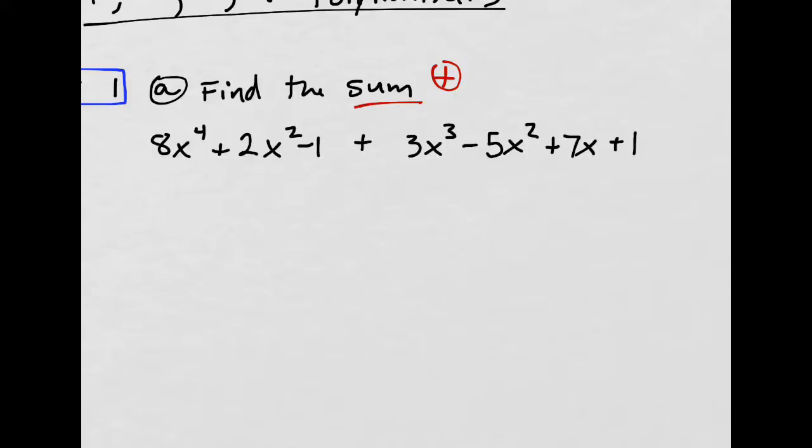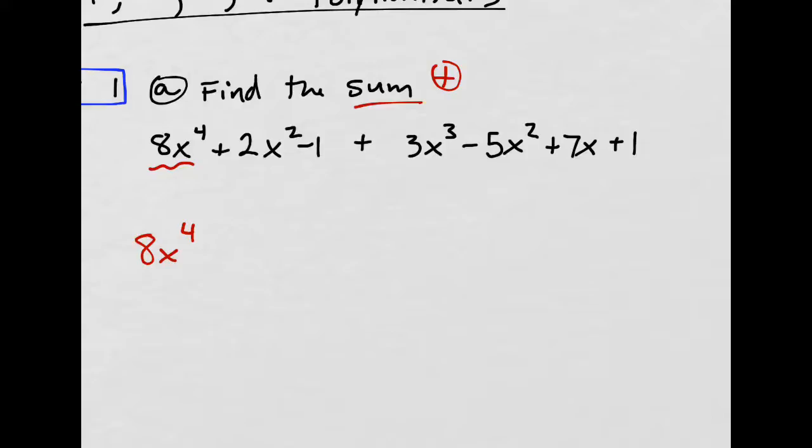So I'm just going to look for like terms. Like terms. What is that? Remember, like terms are terms with the same variable. Here we just have x's or nothing. And the same exponent. Oh, interesting. So 8x to the fourth. I don't have another 8x to the fourth. So there are no like terms. So I'll just write that down. 8x to the fourth.